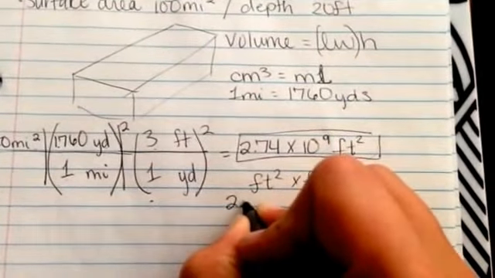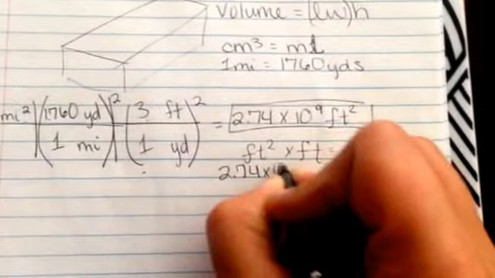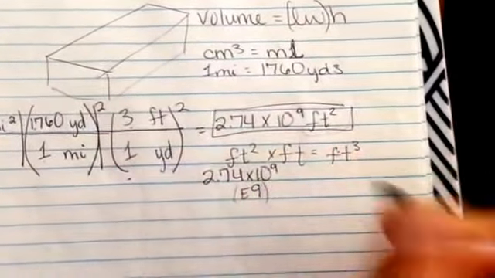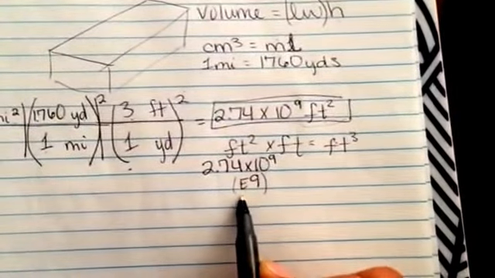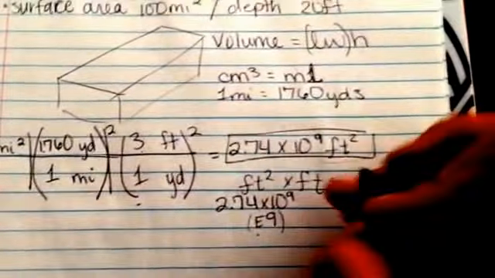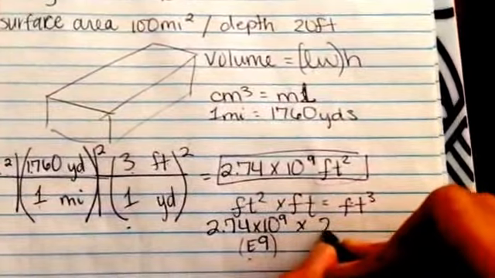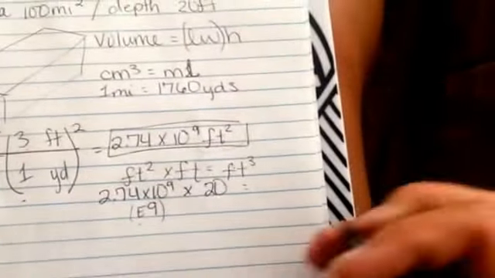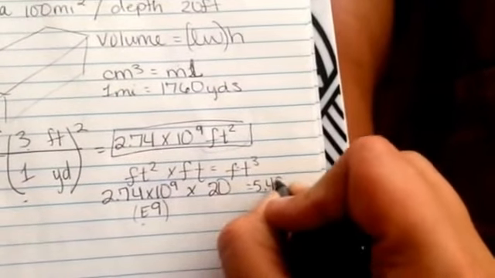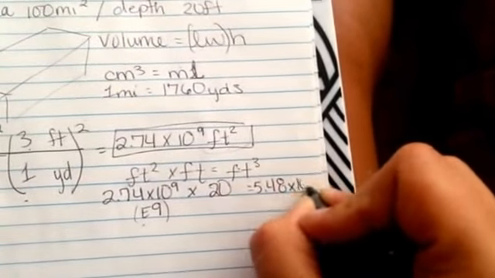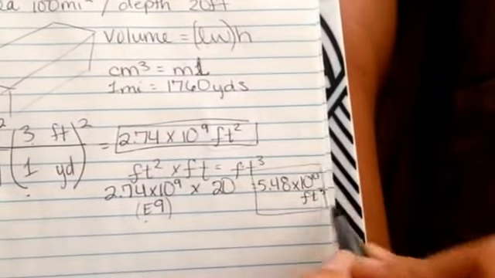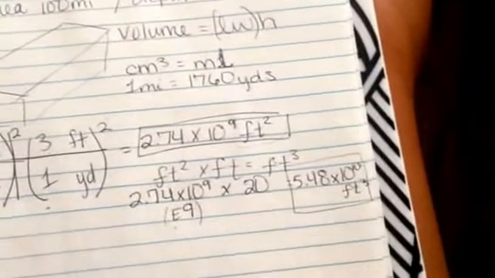We're going to say 2.74 times 10 to the 9. And remember, in your calculator, you're saying E9. That's that little special button. Come talk to me if you need help with the calculator. Times 20. And we're going to go ahead and get 5.48. And I do recommend you do this in your calculator so you know you're not making mistakes along the way. Okay? But 5.48 times 10 to the 10th feet cubed.